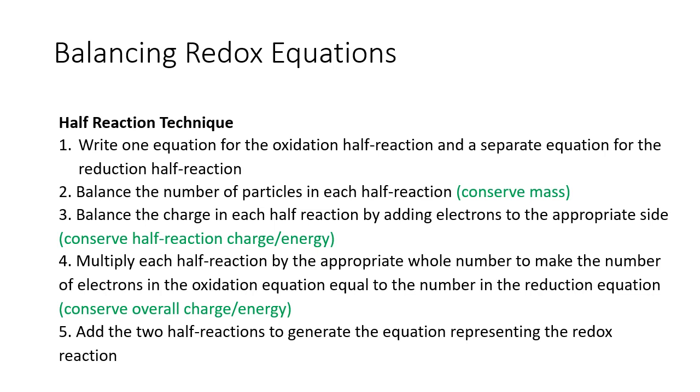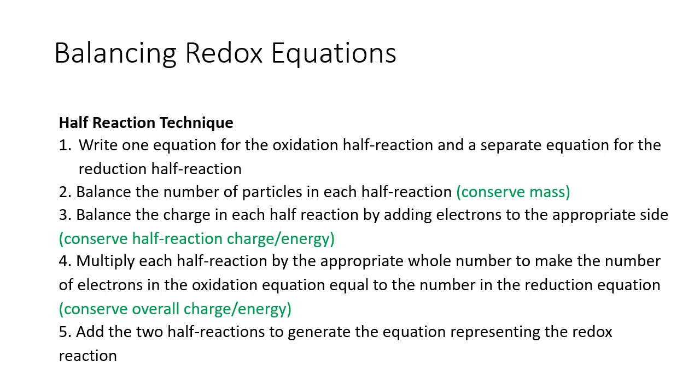All right, so how do we balance these things? We have what's called the half reaction technique. You write one equation for the oxidation half of the reaction and a separate equation for the reduction half reaction. Then you balance the number of particles in each half reaction. So I call this conserving mass. Third step, you balance the charge in each half reaction by adding electrons to the appropriate side. I call this conserving charge or energy.